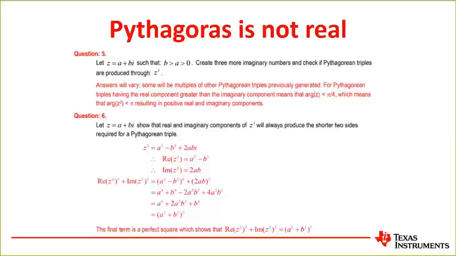For Pythagorean triples, having the real component greater than the imaginary component means that the arg of Z is less than pi on 4, which means that the arg of Z squared is less than pi, resulting in positive real and imaginary components. What's nice about this activity is that after having a bit of a play and having some sort of understanding of what's happening, we then ask students to undertake a generalization.